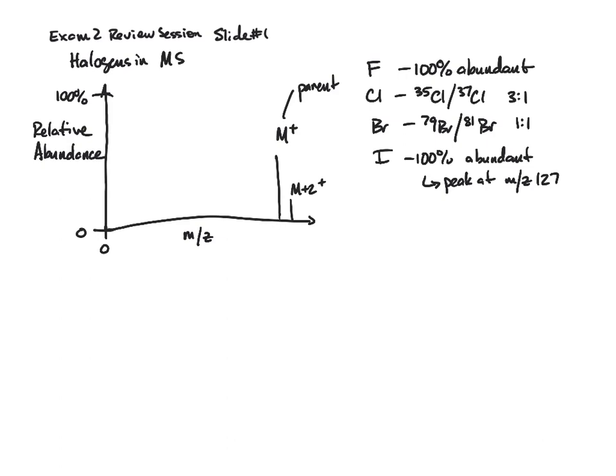Really what you're looking for in terms of the mass spec are these two things, and it will really be a visual sort of thing at the parent. So you have your M and then your M+2, whether it's a 3-to-1 ratio or a 1-to-1 ratio.